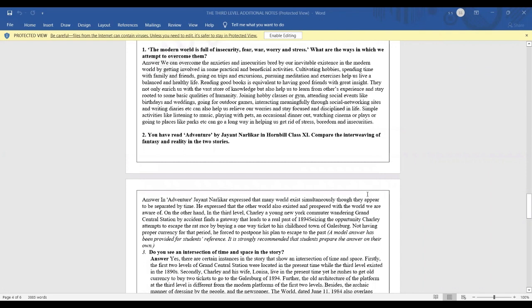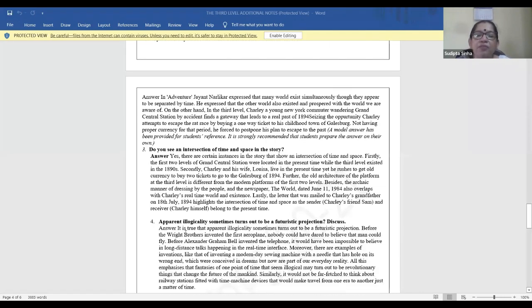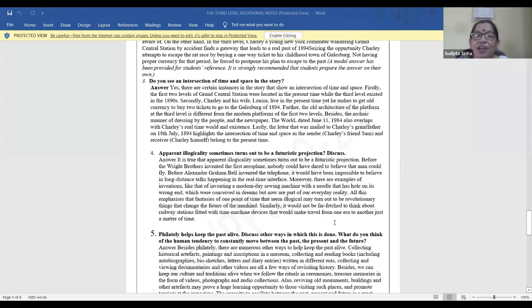This is another one which can become important. You have read Adventure, but this year they don't have Adventure, nor did they have last year. The years they had Adventure in class 11, we would necessarily prepare them with this story also, and at least once we would test them on it. I told you, intersection of time and space is a recurrent question over here. This is what we try to justify with: apparent illogicality sometimes turns out to be a futuristic projection. This is what the children love.